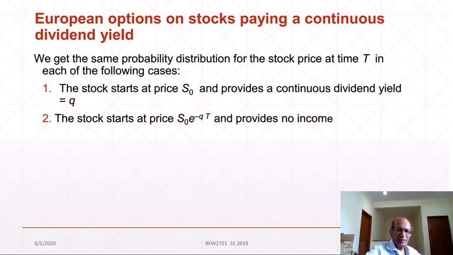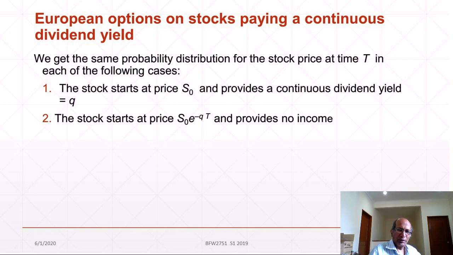The T here is important, because the dividend is continuous. We don't have 1 month, 2 months, or 3 months during the lifetime. We just follow the lifetime of the option and provide no income. What do I mean by no income? It is no dollar income. It is a percentage. Therefore, it's S0 exponential to the power of minus Q times time.